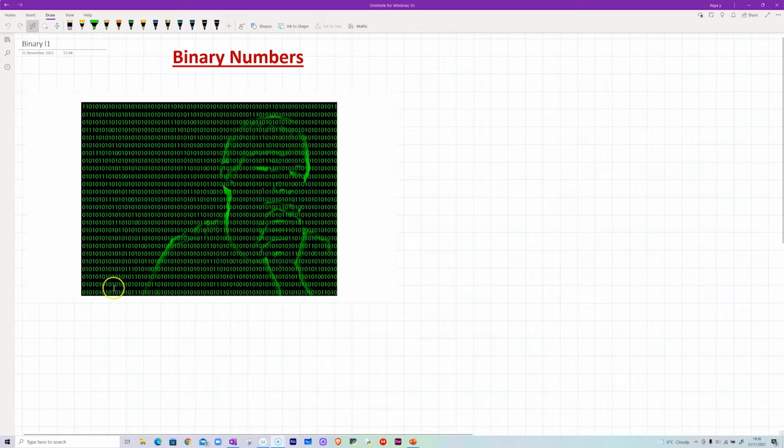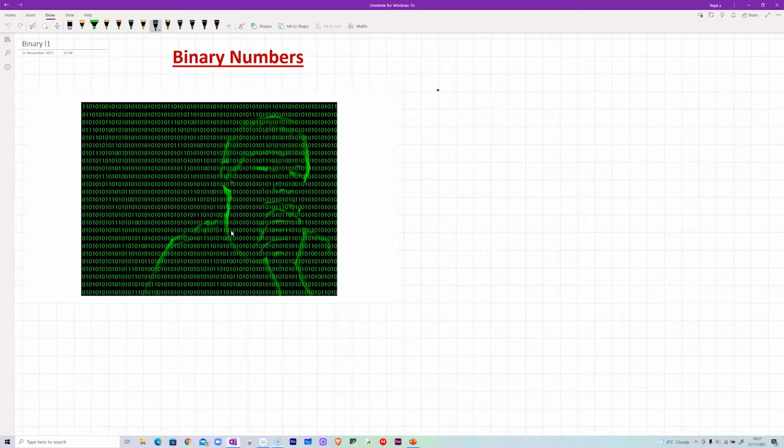All right, so in this session we are going to talk about binary numbers. So what are binary numbers? Well, they are numbers that computers understand, the only thing that computers understand. So before I get into too much detail of binary numbers, let's talk about our own numbers that we know.